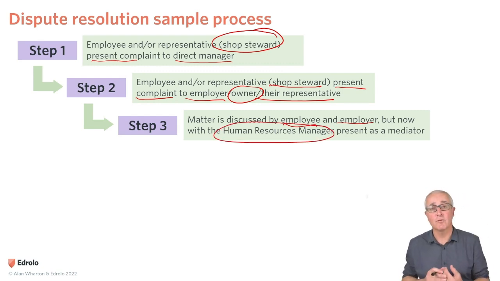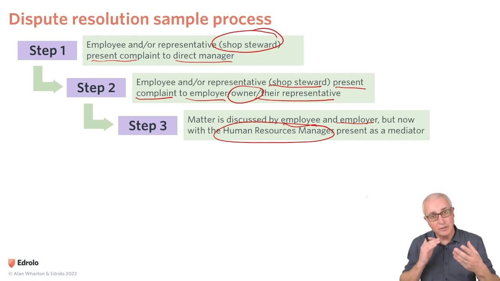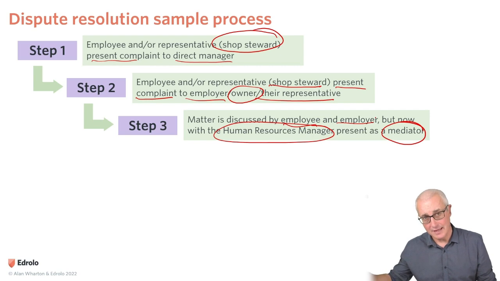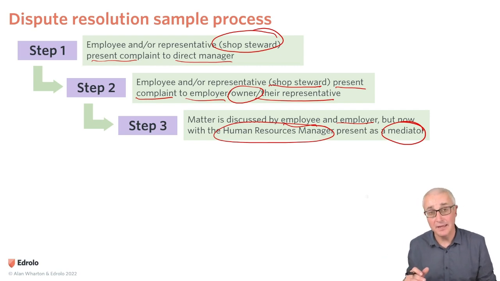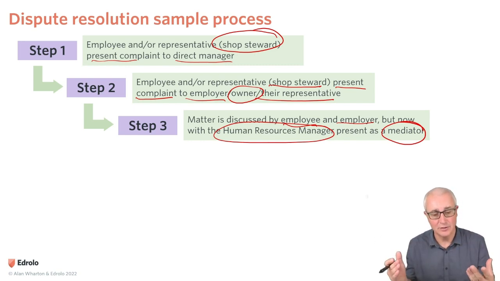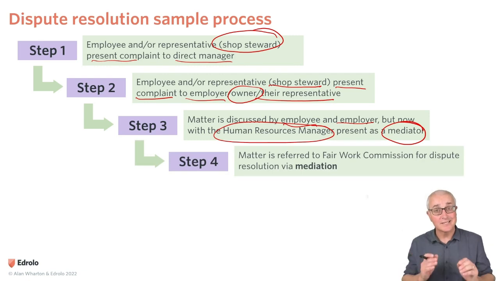So I'm still asking for more money, you're still saying no. We're now bringing in a next level here where the human resource manager is going to listen, and we're going to have them act as a mediator. I'm going to draw in this word in the next slide. But the idea is that they will listen and act as a listening device between the two of us, just to facilitate communication. If that doesn't work, we know that there's a step 4 in place.